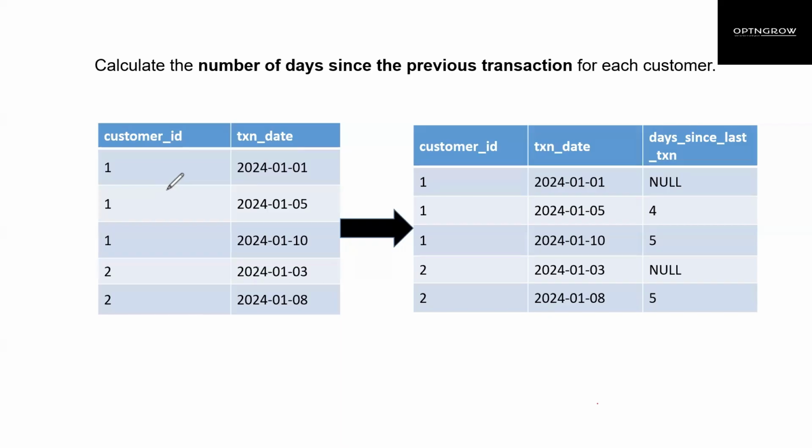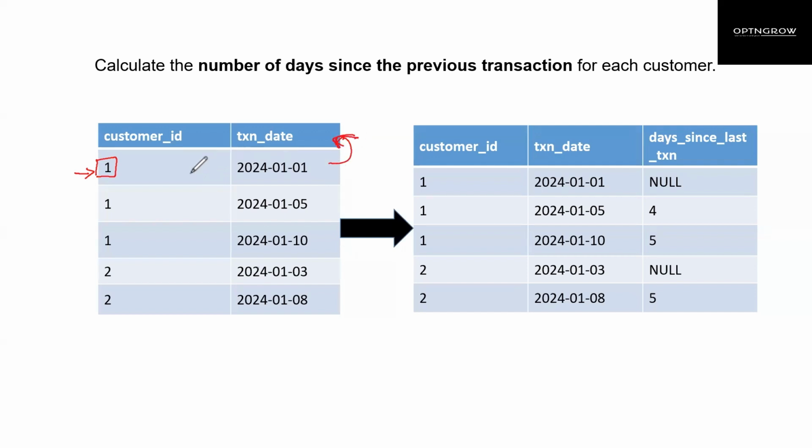Hello and welcome back. Let's quickly look into the question for this video. What we have to do is calculate the number of days since the previous transaction for each customer. This is the input table that we have. So we have to find the number of days since the previous transaction. What I mean to say is that if I talk about this particular row, for customer ID 1, when was the previous transaction?